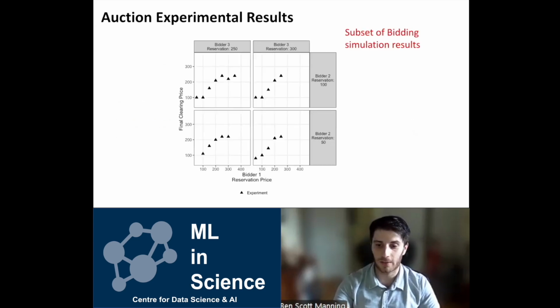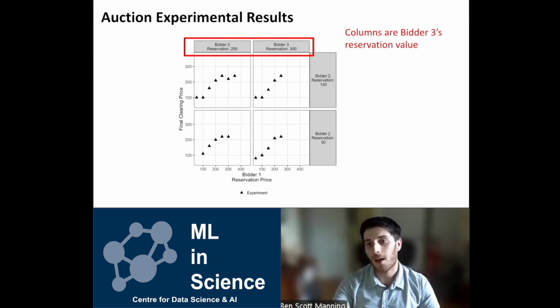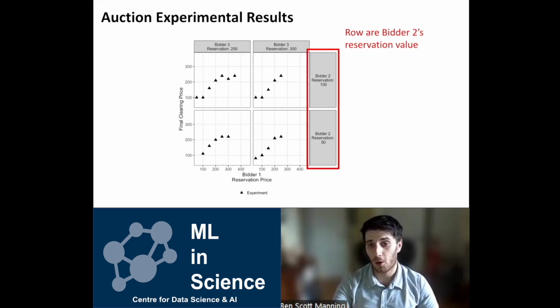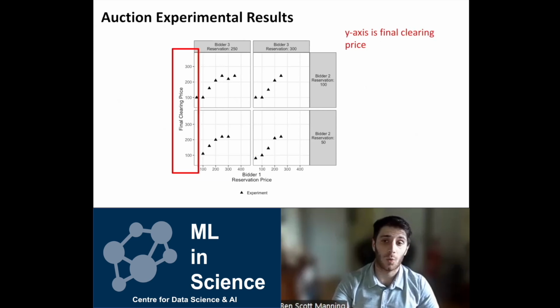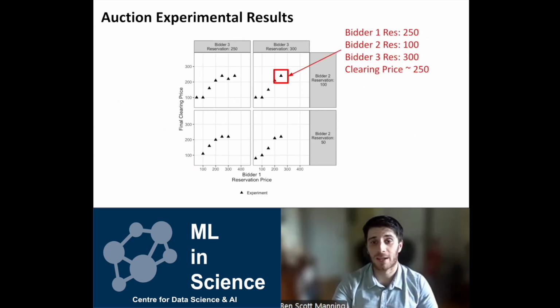Here is a subset of the results from the simulations. The columns represent the bidder's reservation prices for bidder 3. The rows are the reservation values for bidder 2. The x-axis is the reservation values for bidder 1. The y-axis is the final clearing price, making each triangle one of the simulated auctions. And note, this is just a subset of the results so that it's easier to visualize.